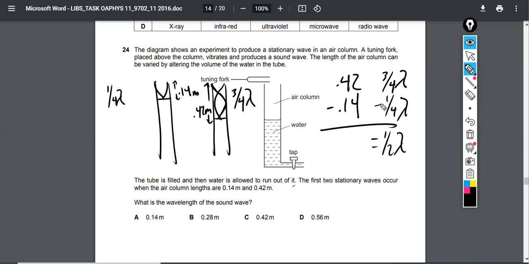0.42 minus 0.14 gives 0.28. Units are meters, so 28 centimeters is half a wave. So if I double both sides, I can deduce the wavelength as 0.56 meters.